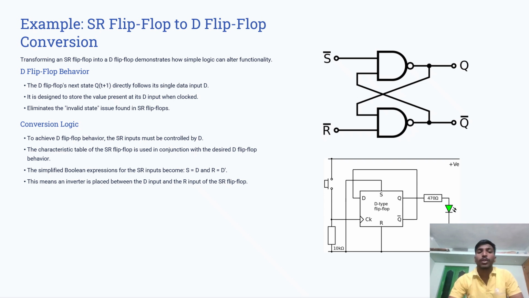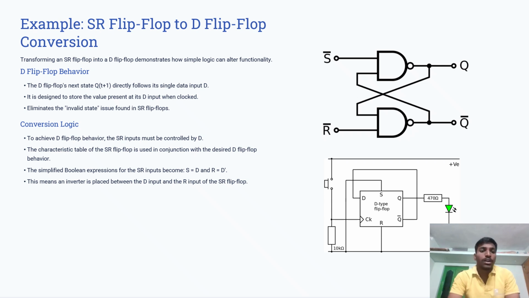SR flip-flop to D flip-flop conversion. Transforming an SR flip-flop into a D flip-flop demonstrates how simple logic can alter functionality. D flip-flop behavior: the D flip-flop's next state, Q(t+1), directly follows its single data input D. It is designed to store the value present at its D input when clocked. It eliminates the invalid state issue found in the SR flip-flop.